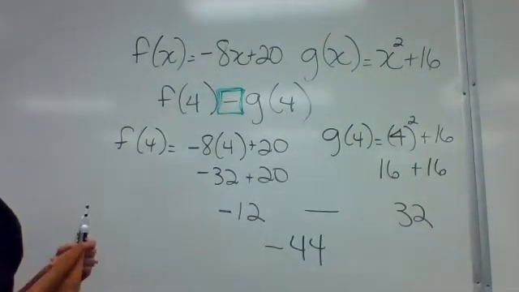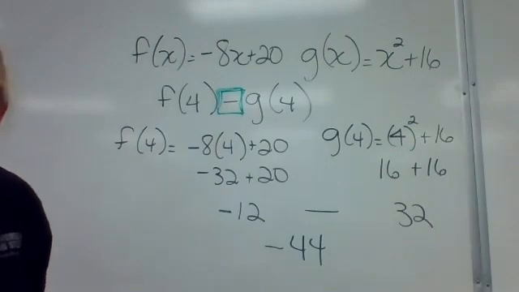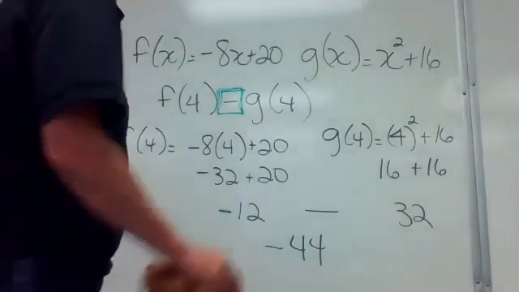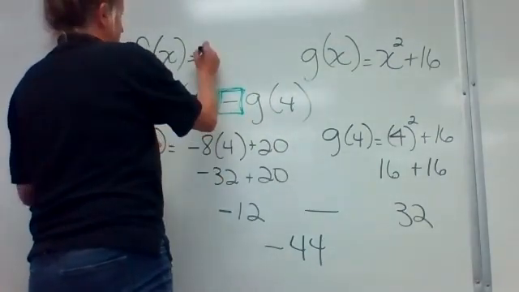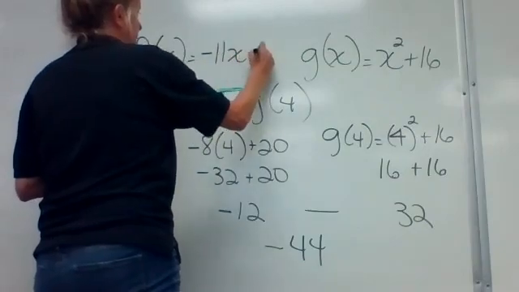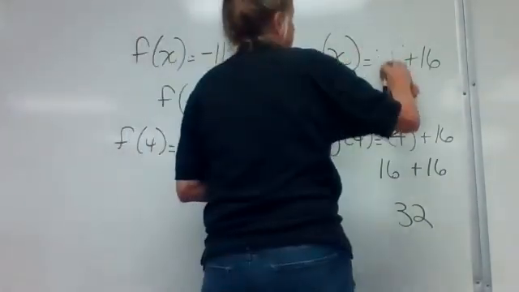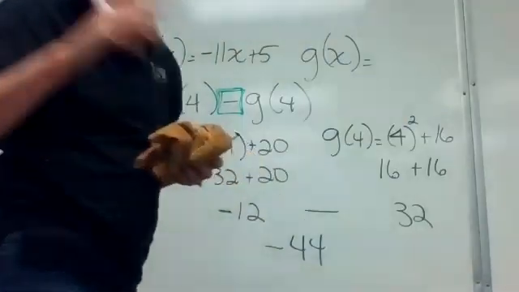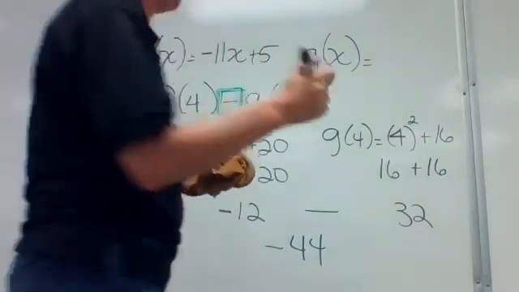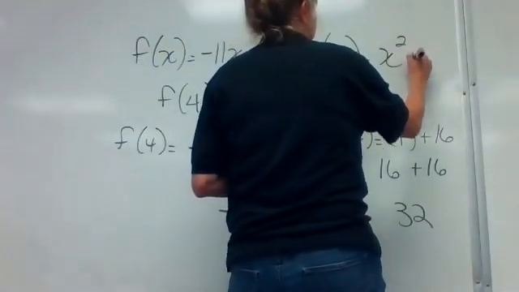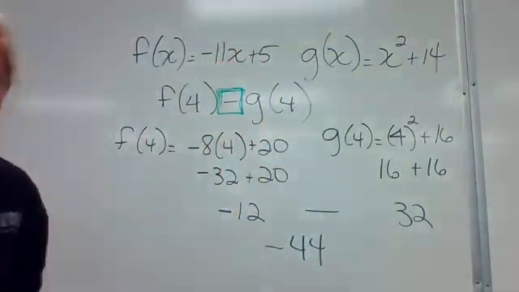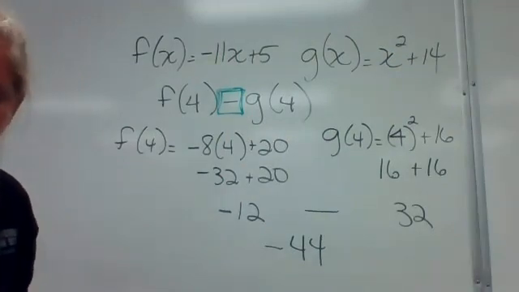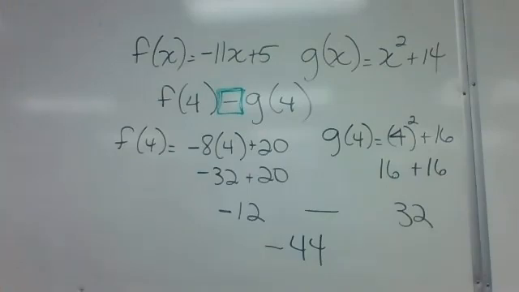Right, number 6. F of x is negative 11x plus 5. G of x is x squared plus 14. And it wants me to find f of 1 times g of 1.